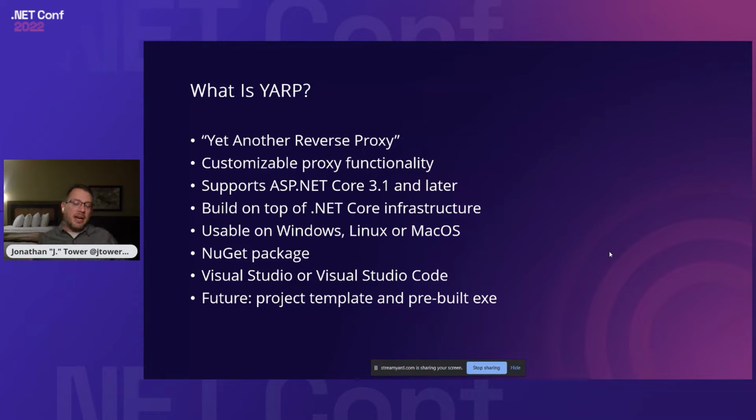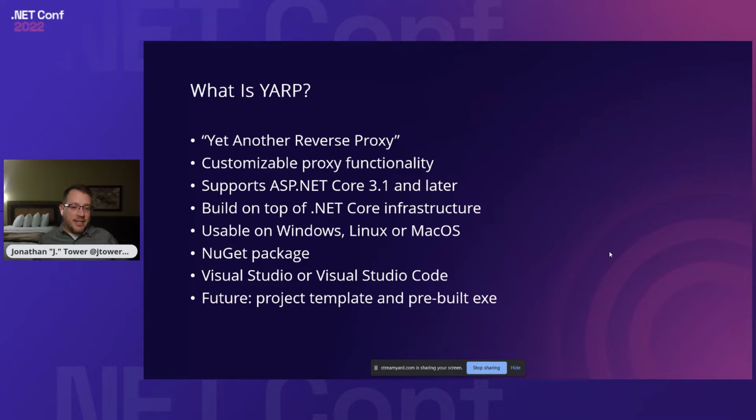It's basically a customizable proxy that you can customize with configuration and with C# code. It's built on top of .NET Core infrastructure. That means that it supports ASP.NET Core applications from 3.1 and later, all the way up to 7, where we're at today. And because it's .NET Core, it also runs on Windows, Linux, and macOS equally well, and in containers, of course, as well.